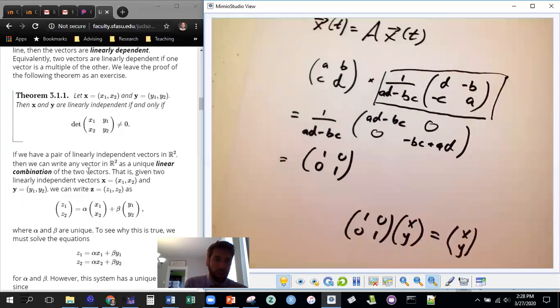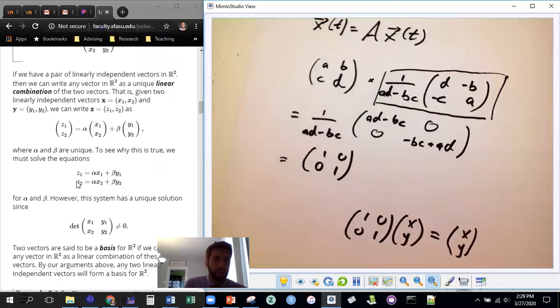If they're not, say I have 3 vectors, then these ones are not linearly independent because one vector is a linear combination of the other two. Some constant alpha times the x vector plus some beta times the y vector gives you the z vector. So that makes these 3 vectors linearly dependent.